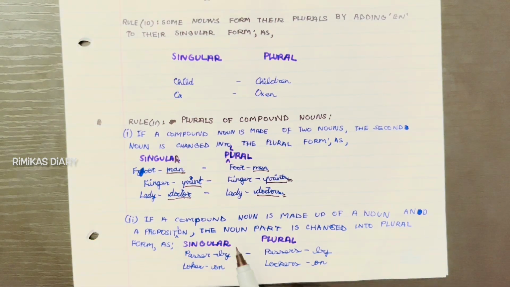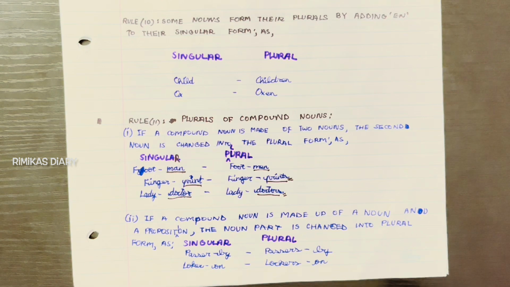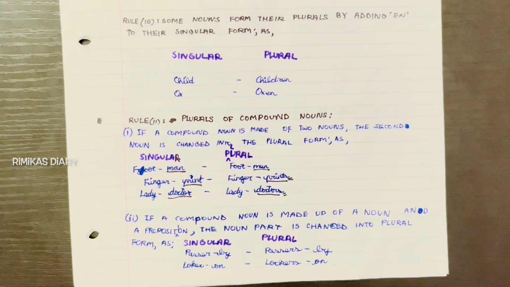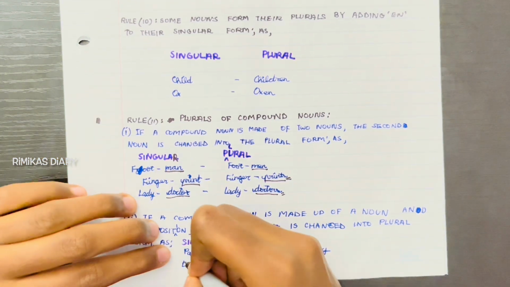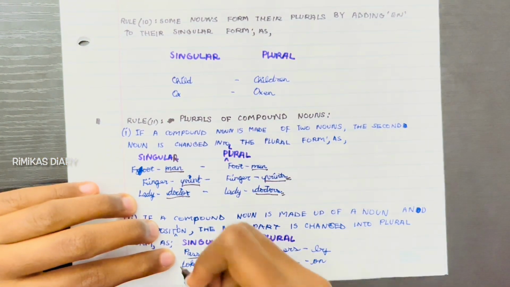Next, if a compound noun is made up of a noun and a preposition, the noun part is changed into plural form. So if the compound noun has a preposition and a noun, we're only changing the noun. We're not doing anything to the preposition. Here, passerby. The word passer is the noun.